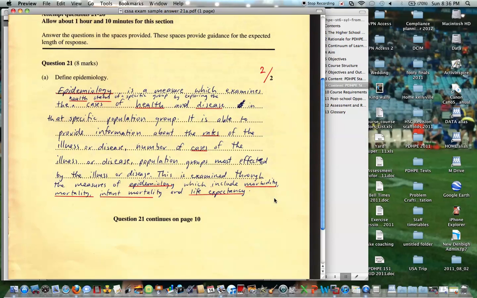What they did instead, they just gave the measures of epidemiology, mortality, morbidity rates, etc. Okay, so they need to look more into providing examples of epidemiological measures and what they actually try to measure, to allow people to get information about a certain illness or disease of a specific age group. So that was question 21A, which was worth 2 marks. So students should have done well in that one.